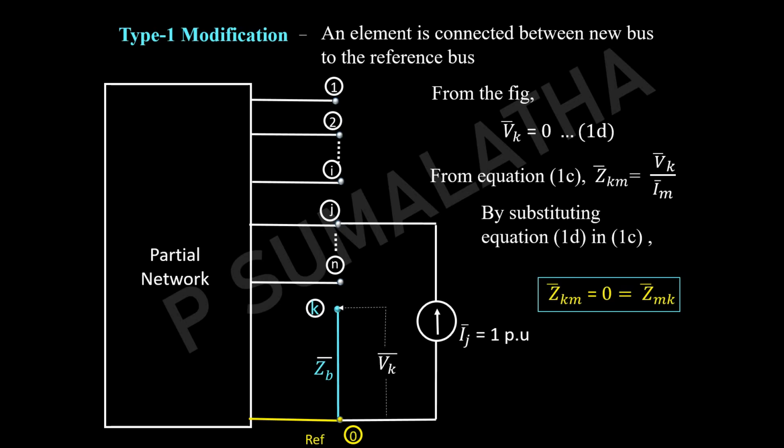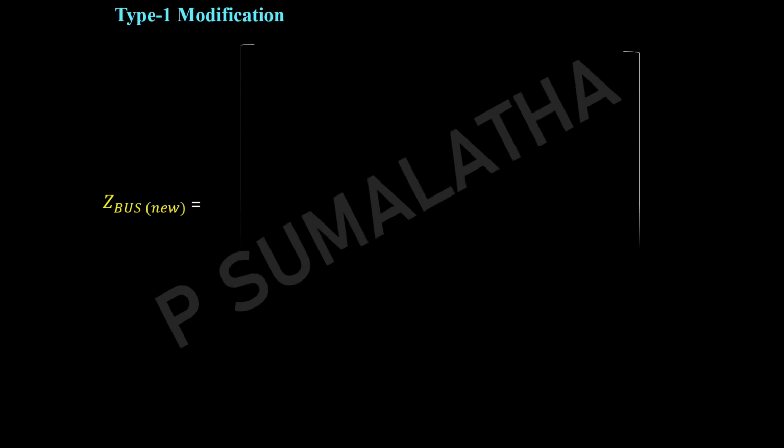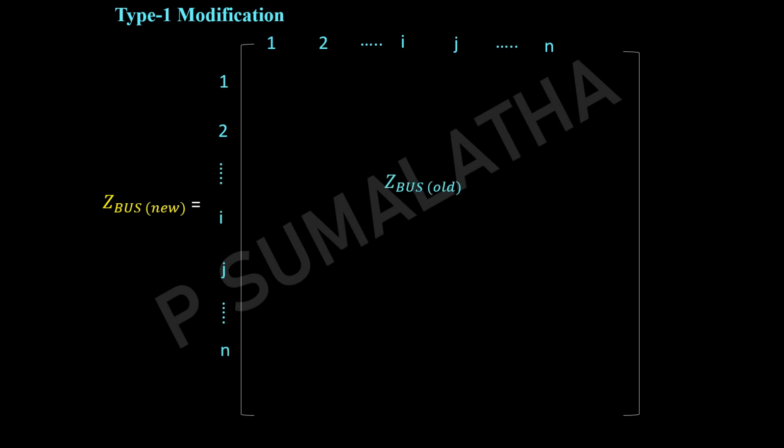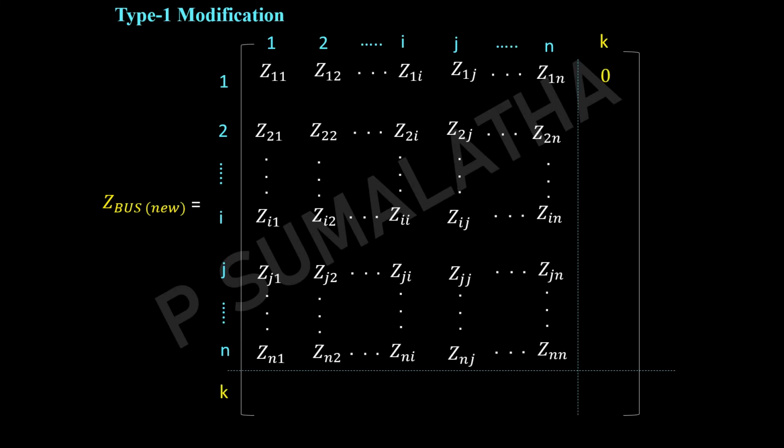Let us see the complete matrix after type 1 modification. Zbus new equal to Zbus old, which is formed between the 1 to n nodes, and we have a kth node. All the off diagonal elements will be 0, and we have the equation for the diagonal quantity as Zb. Right? So this is the final matrix after type 1 modification.